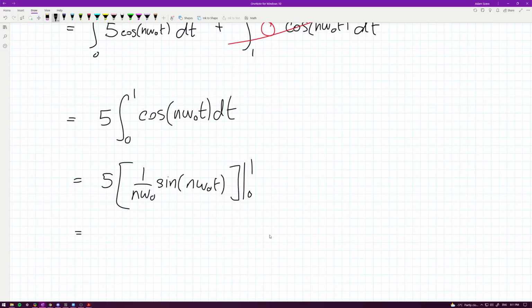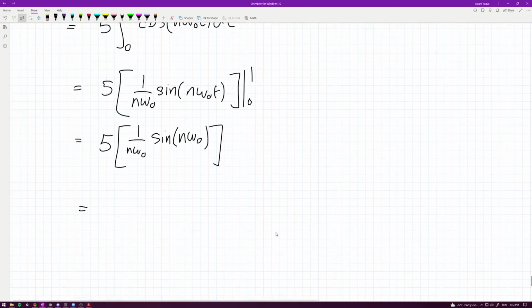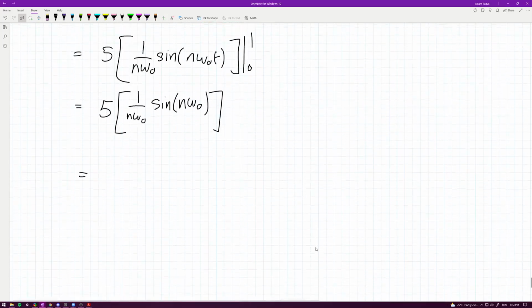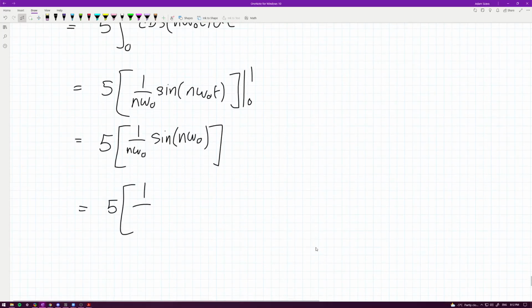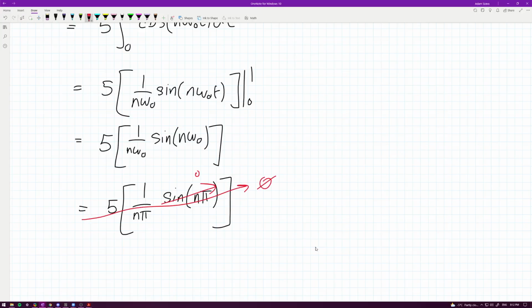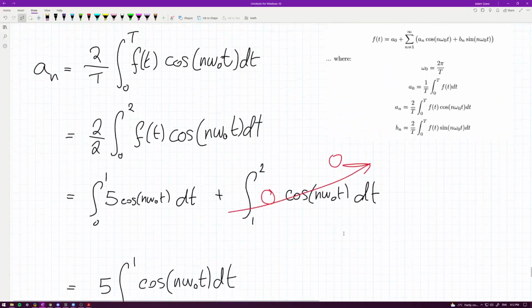In a second I'll substitute in the omega 0. So 1 over n omega 0 sine of n omega 0. I don't even have to account for the 0 because sine of 0 is 0, so it just goes away. Omega 0 was pi, so it's 5 times 1 over n pi sine of n pi. Sine of n pi is 0, so the whole thing is 0. So a_n is equal to 0. Fantastic.